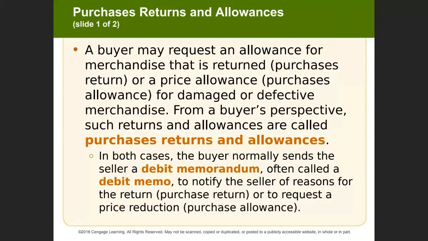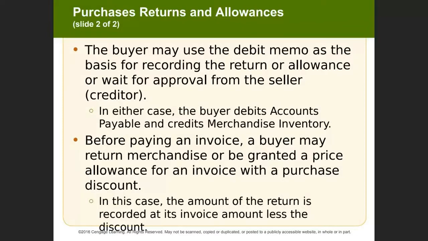So in some cases, they'd give you a price reduction or a discount on the product, and in other cases, you may be getting a full refund, sending the product back. And you have to account for all that using journal entries. So the buyer may use the debit memo as the basis for recording the return or allowance, or wait for approval from the seller, the creditor. In either case, the buyer debits accounts payable and credits merchandise inventory. Before paying an invoice, the buyer may return merchandise or be granted a price allowance for an invoice with a purchase discount. In this case, the amount of the return is recorded at its invoice amount less the discount amount.